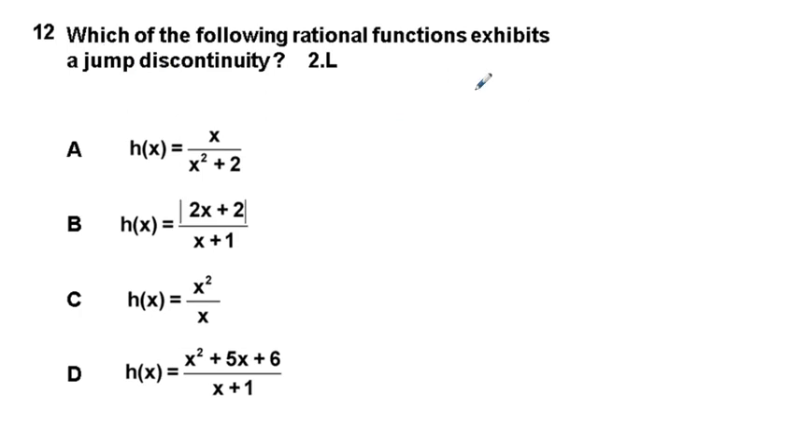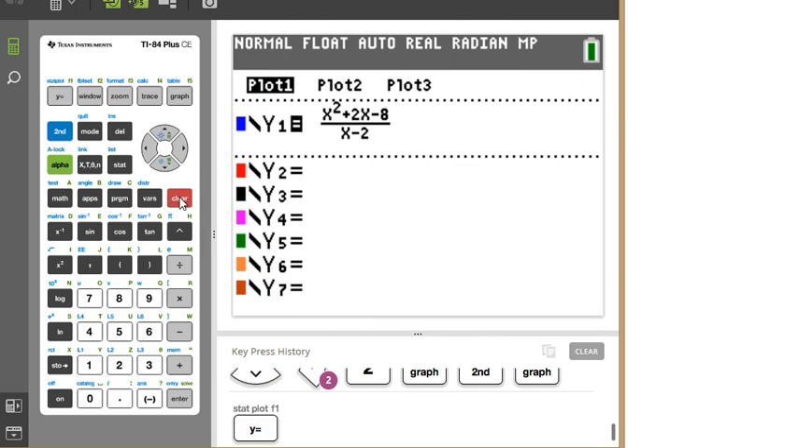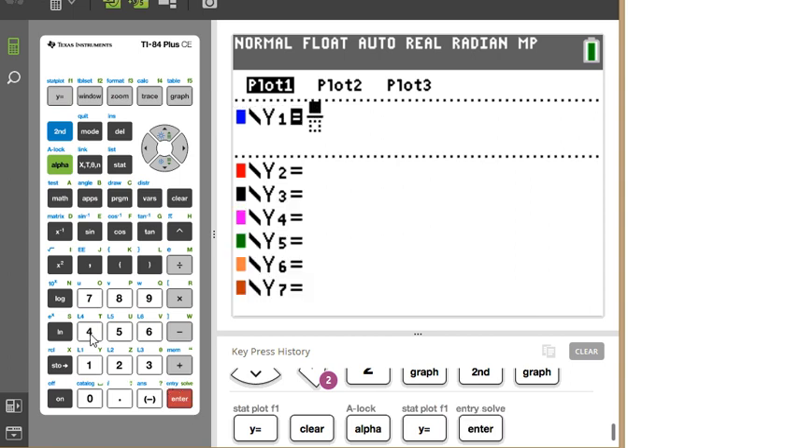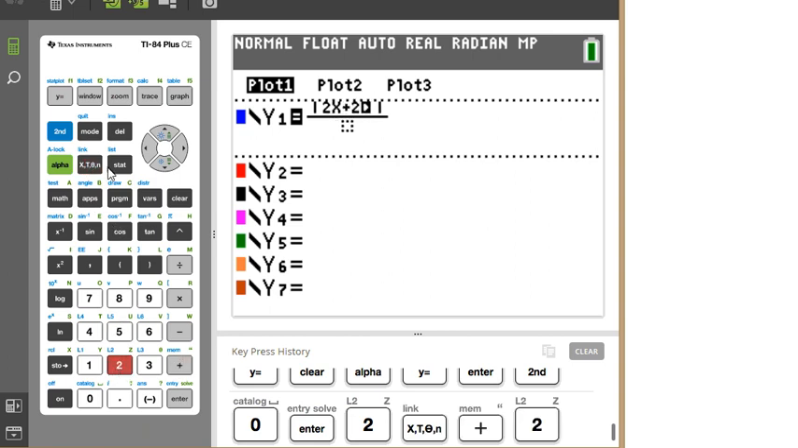12, which of the following rational functions exhibits a jump discontinuity? I have some people pick A for the answer, but the correct answer, I believe, should be B. So let's go look at that. Go here, I'm going to clear that. Alpha y equals, enter. We're going to put in absolute value, second catalog, enter. We'll put in here 2x plus 2, and then in the denominator, we're going to put x plus 1.